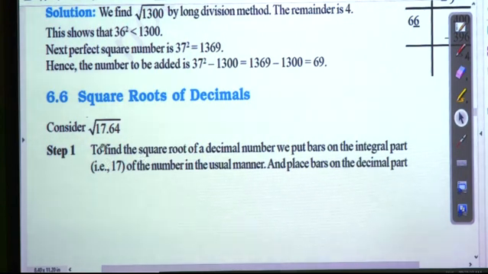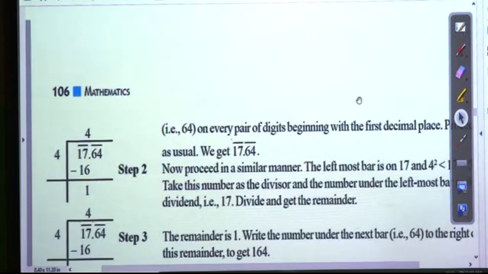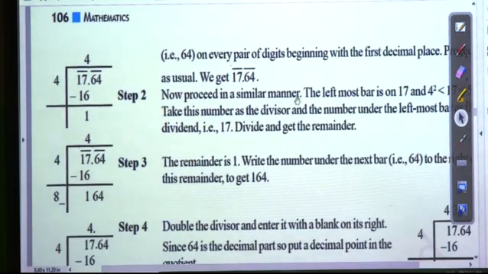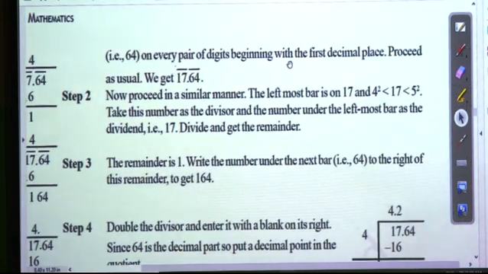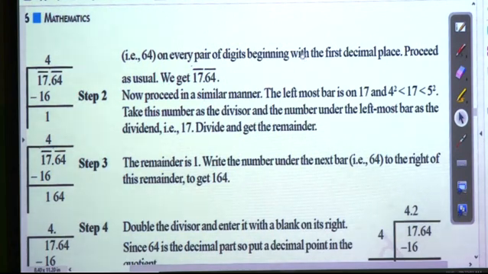What they are saying? To find the square root of a decimal number, we put bars on the integral part, that is 17. 17 is a whole value, that is the integral part. And of the numbers in the usual manner, and place bars on the decimal part. Let us see what they are explaining further. That is 64, on every pair of digits beginning with the decimal part. Proceed as usual. We get 1 bar on 17 and second bar on 64.